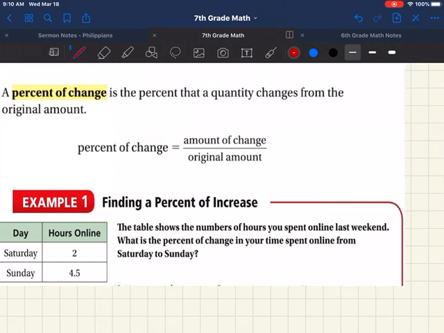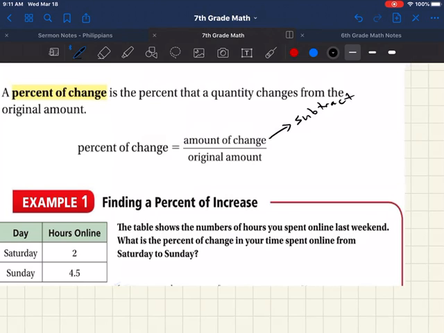This is different. This is the increase or decrease. Now I want you to pay attention because the book tries to make this more confusing than it should be. The amount of change, all you do is subtract the two numbers. So in my example where you went from 10 to 15, you subtract 15 minus 10, the big number goes first always, and you would get 5. So the amount of change is 5 hours more, an increase of 5. The original amount was 10 because you started with 10.